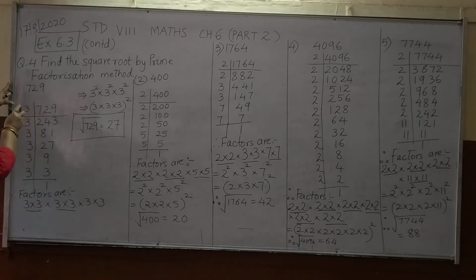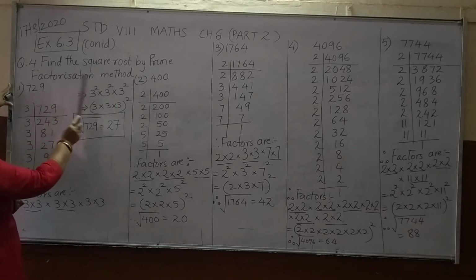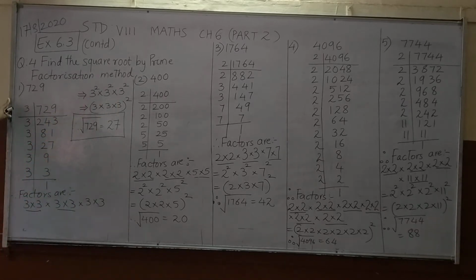Now we start with question number 4. Find the square root by prime factorization method. Very, very important method. Let us start. The first one, 729. 9 is an odd number. So we start with the smallest number, 3. 2 we cannot divide by 9, 9 could not be divided by 2. So we start with 3.